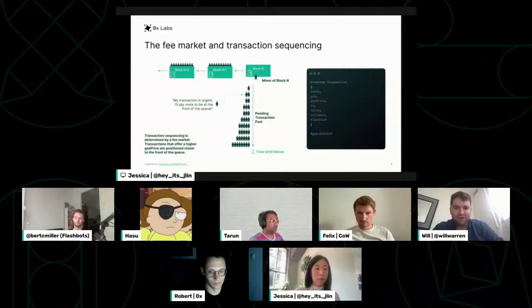And so, if you have a transaction and you really need to make sure that it's mined in the next 1 or 2 blocks, then you're going to look at all of the other transactions in the pending transaction pool. You're going to see the gas price that all of those transactions are offering, and you're going to specify your own gas price such that it puts you towards the front of the line.